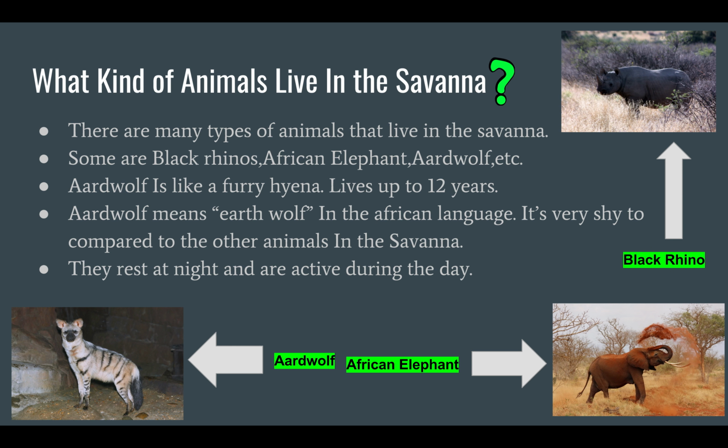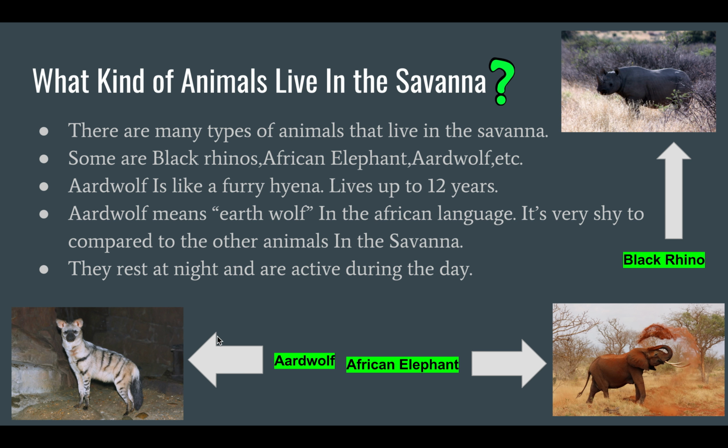What kind of animals live in the savanna? Here I found a picture of a black rhino, African elephant, and an aardwolf. There are so many animals in the savanna that I can only list a few. Some of them are black rhinos, African elephants, and an aardwolf.